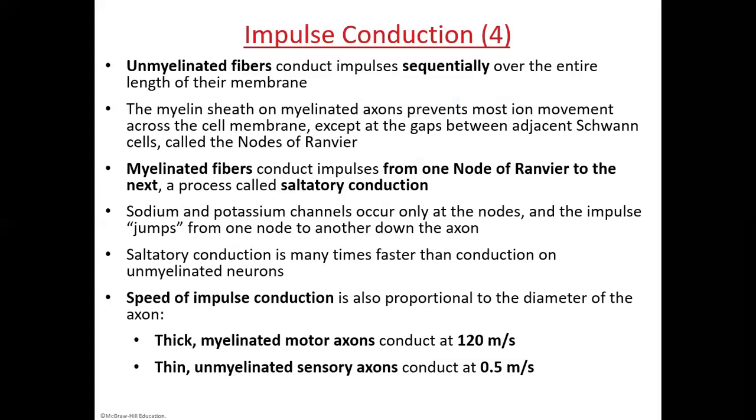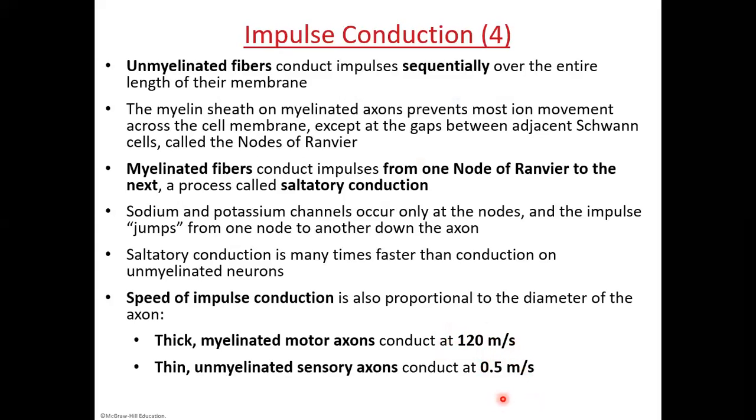So as you can see down here at the bottom, here's the speed. If you have a myelinated motor axon, which is what the PNS neurons are, it's 120 meters per second. That's really fast. A meter is about 3 feet. So it's going 120 times 3 feet, so 360 feet per second. That's more than a football field in length.